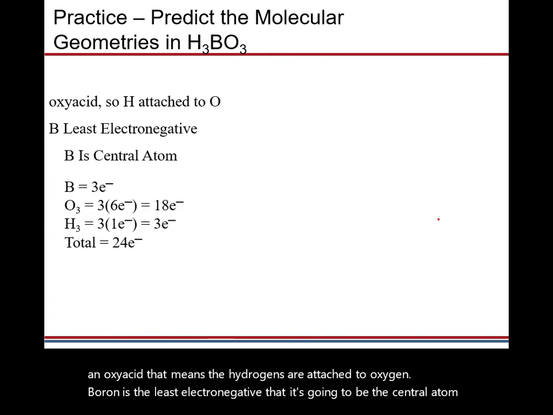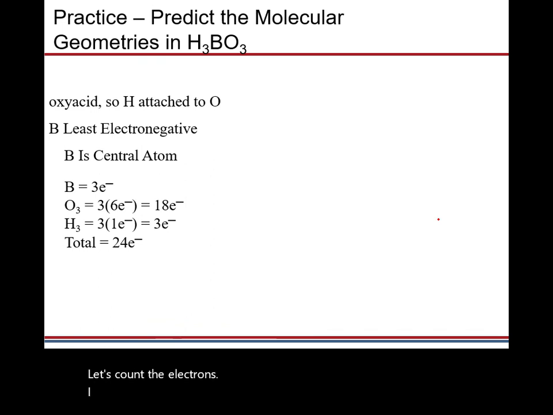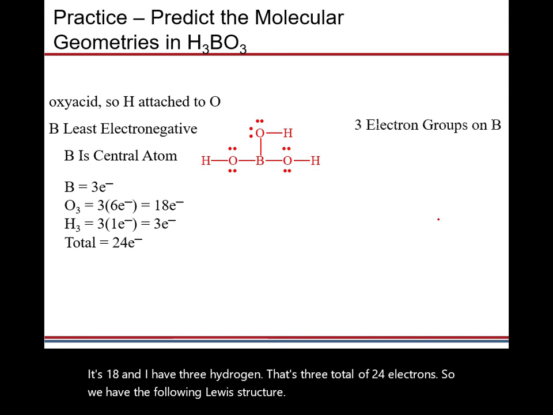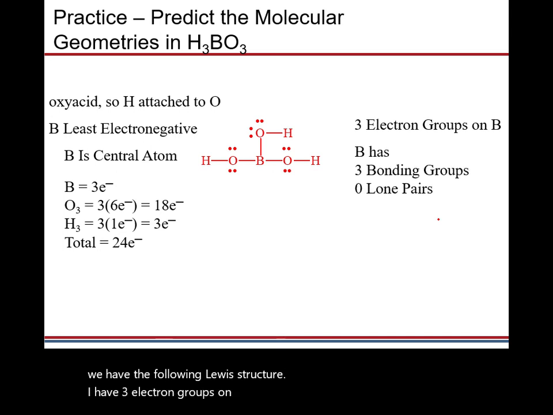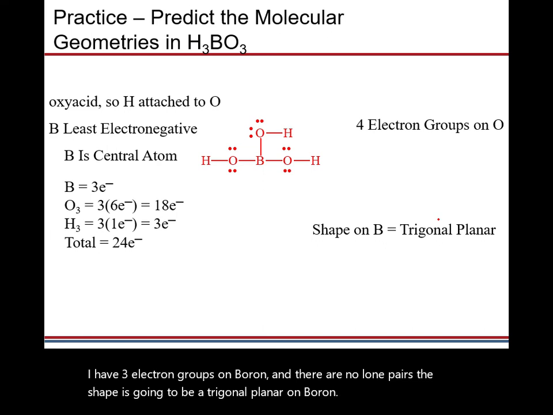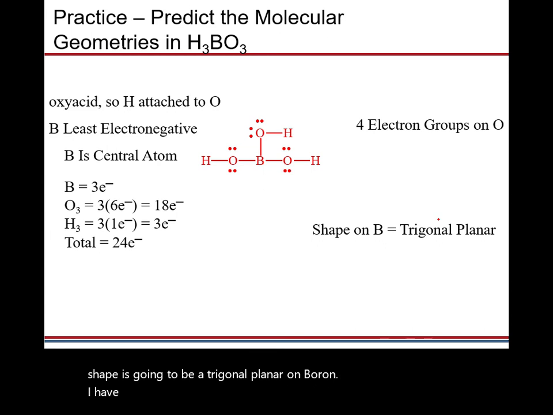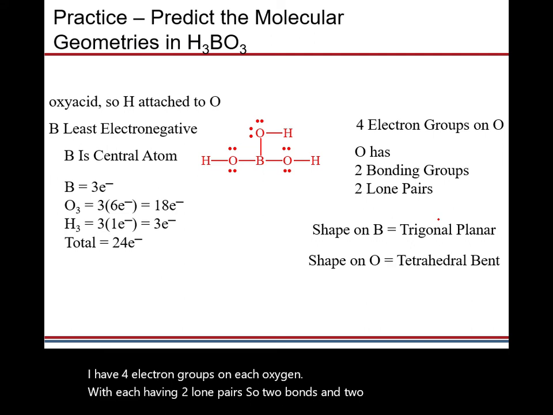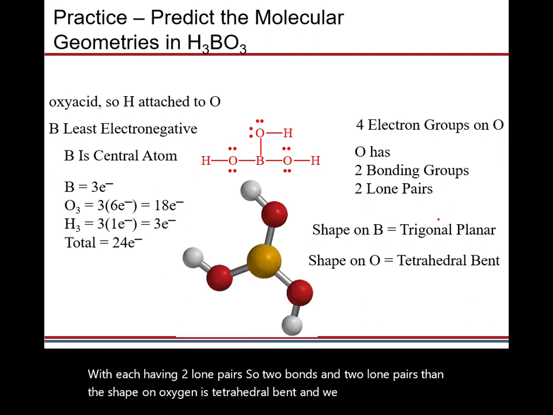Let's count the electrons. I have 3 electrons for boron. I have 6 for each oxygen, and I have 3 of them. That's 18. And I have 3 hydrogens. That's 3, total of 24 electrons. So we have the following Lewis structure. I have 3 electron groups on boron, and there are no lone pairs. The shape is going to be trigonal planar on boron. I have 4 electron groups on each oxygen, with each having 2 lone pairs, so 2 bonds and 2 lone pairs. Then the shape on oxygen is tetrahedral bent, and we should have the following shape.